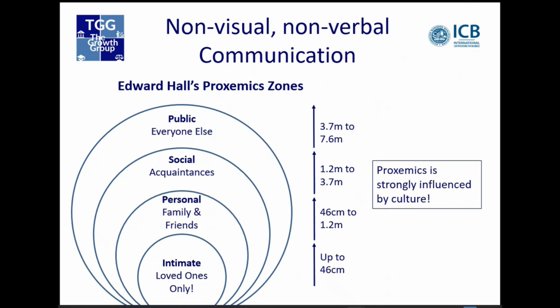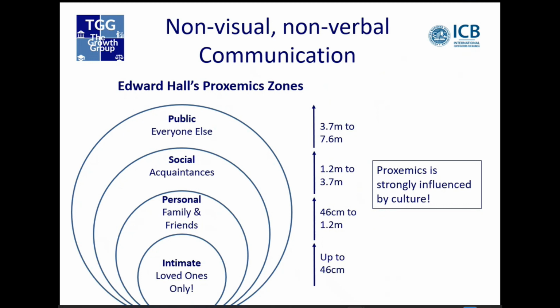So we only allow intimate people that we love into our intimate zones. And that is really up to 46 centimeters, less than half a meter. We allow family and friends into our personal zone, and that is about 46 centimeters to 1.2 meters. Acquaintances, we will allow into our social zone, which is about 1.2 meters to 3.7 meters. 3.7 is getting a little bit far. And then everyone else falls into the public zone, and that is 3.7 meters to 7.6 meters.